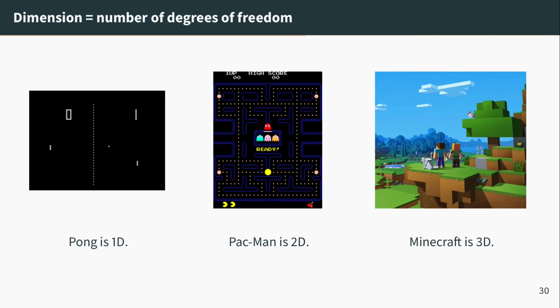So what is dimension? The simple definition is to say this is a number of degrees of freedom. And we are used to that in our daily lives because it's a vocabulary which is completely ubiquitous in the video game industry. Okay, we know that Pong is a 1D game. You can just go up and down. Pac-Man is a 2D game. And Minecraft is a 3D game because you can go up, in front, on the side, and you can go below the ground.